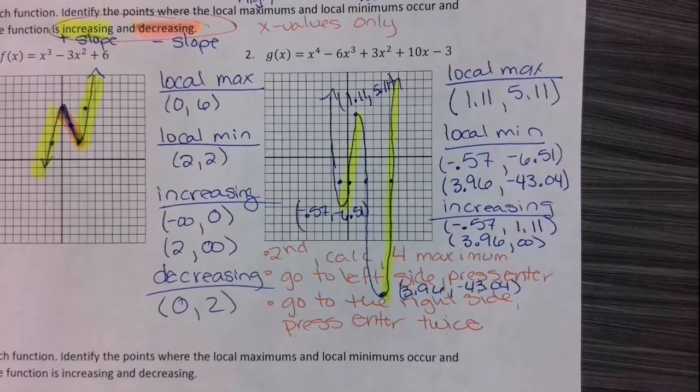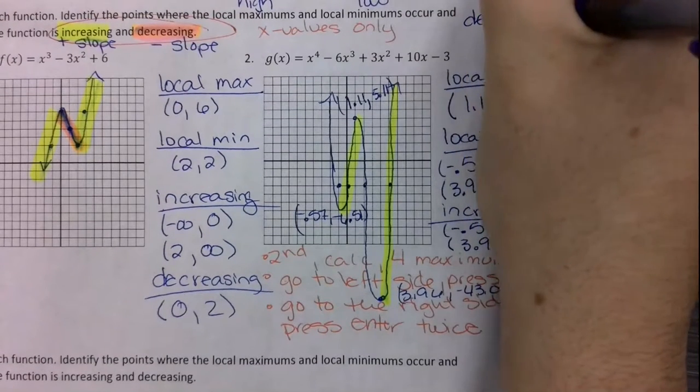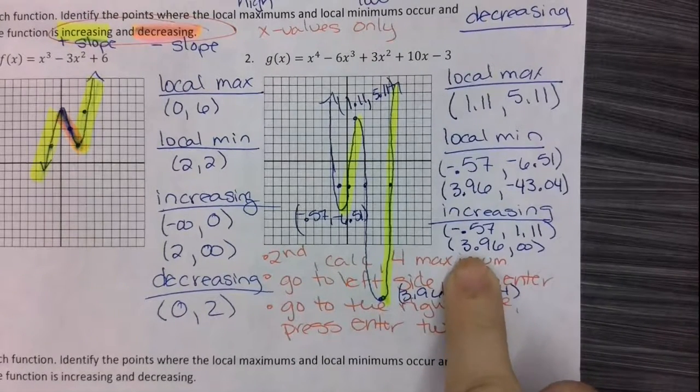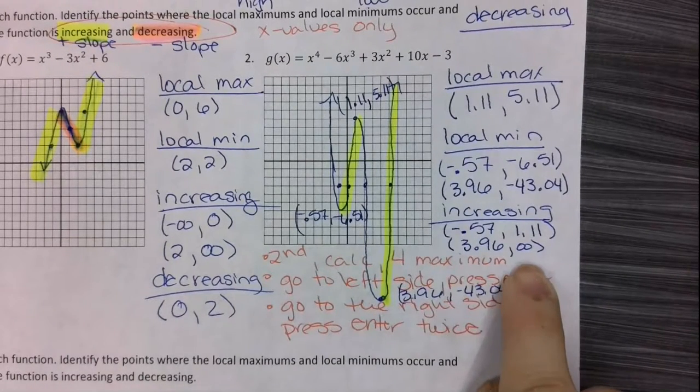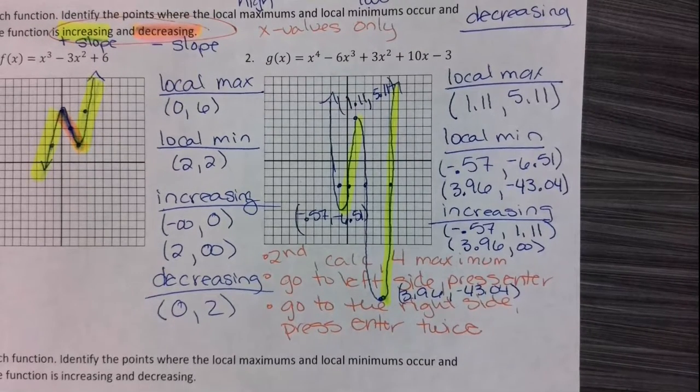I didn't write the instructions there. I'm gonna write decreasing up here. 3.96 to infinity. Because that's how you say right forever.